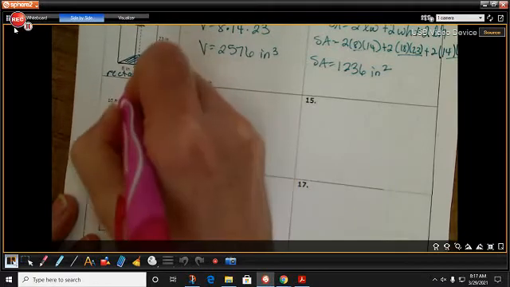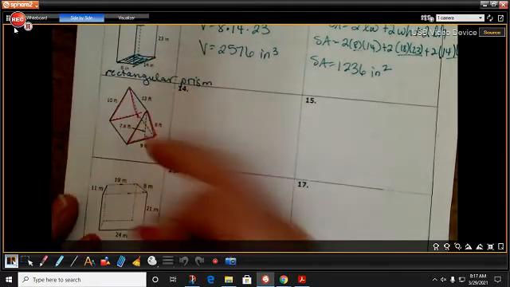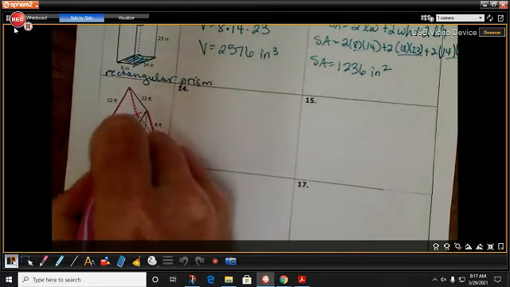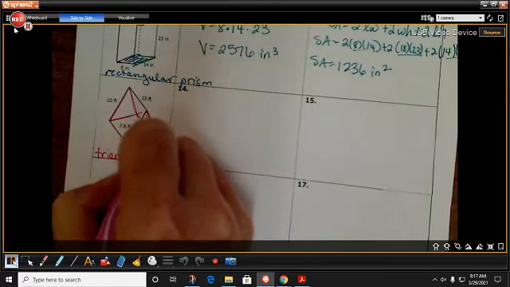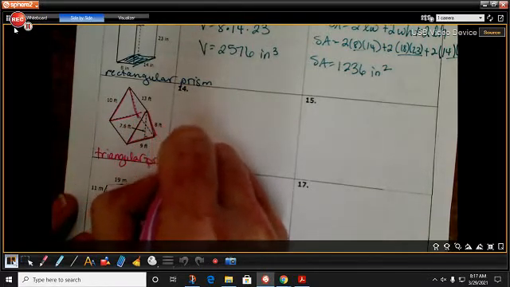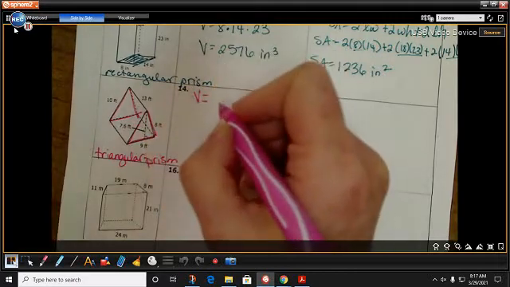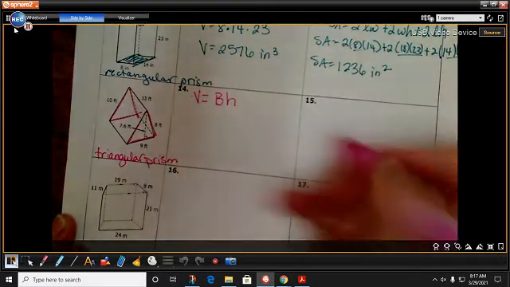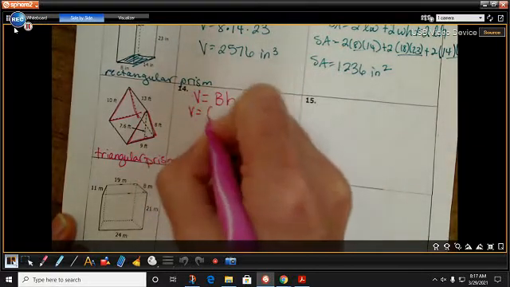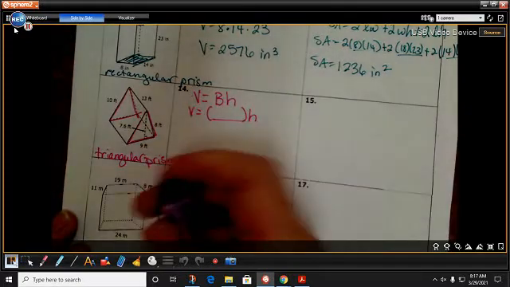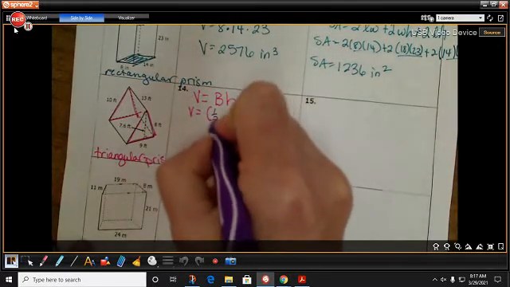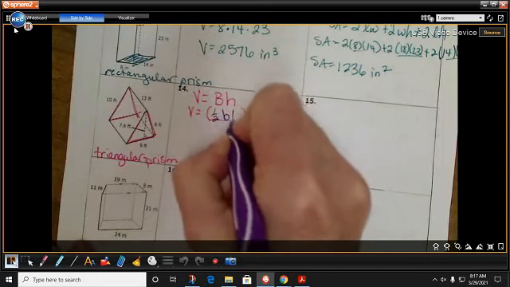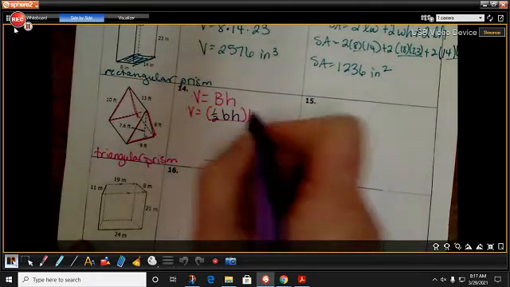Moving on. This shape here, I'm going to identify it. I've got a triangle in front and a triangle in back. I have 2 bases, so this is going to be a triangular prism. For this one, the volume of any prism is going to be the area of your base times your height. Since this is a triangle, to do that area of the base, I'm going to need to do 1/2 the base of the triangle times the height of the triangle.